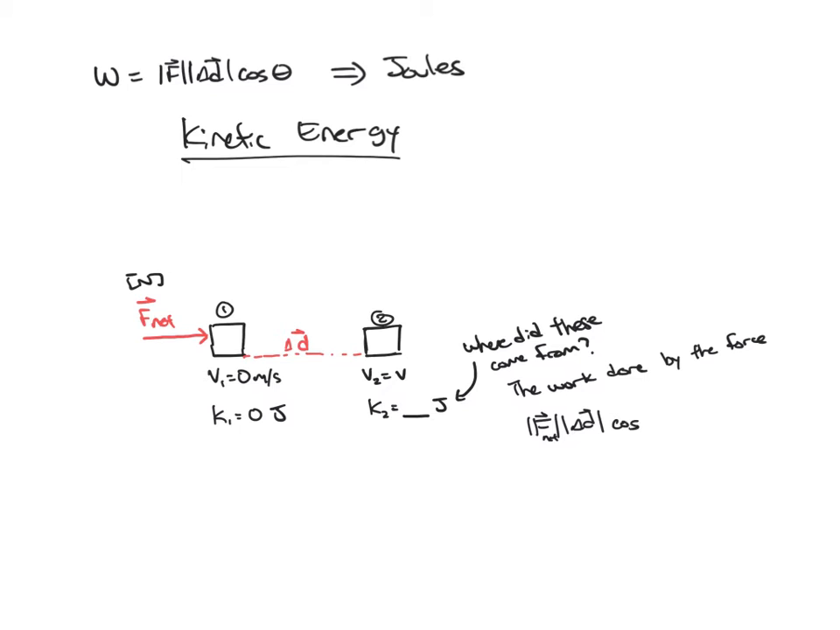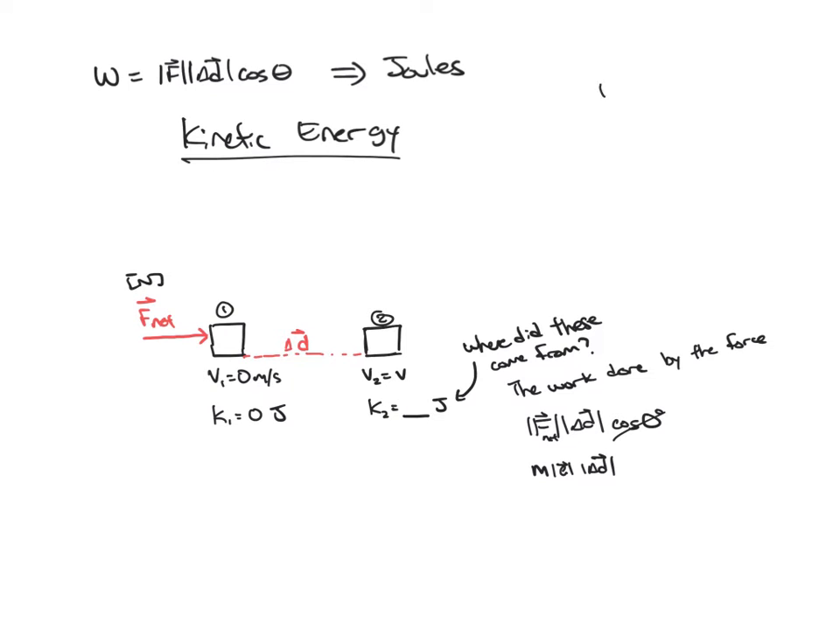Now, cosine of theta is going to be cosine of 0 degrees because the force is in the same direction as the displacement. So that just equals 1. Now I'm going to do a little bit of algebra here. So the net force due to Newton's second law is mass times acceleration, and then times displacement. And the acceleration is going to be constant as long as the net force remains constant. So since the acceleration is constant, we can apply some big 5 formulas.